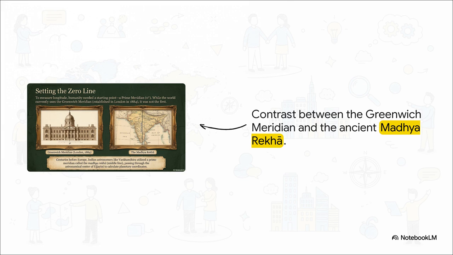Centuries before Europe set the Greenwich line, Indian astronomers like Varahmihira were already using a prime meridian called the Madhya Rekha, which translates to middle line. This ancient absolute zero passed right through the astronomical center of Ujjayini, and it allowed them to calculate incredibly complex planetary coordinates way before the modern era.